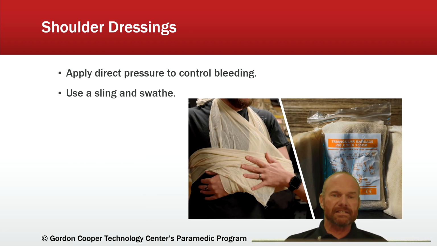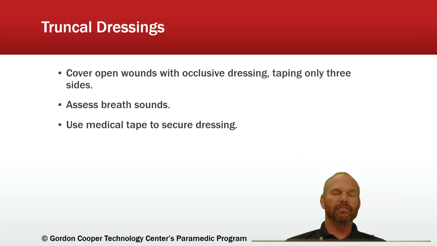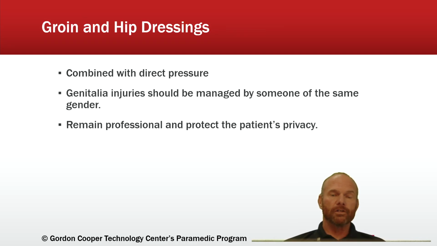And then shoulder dressing: apply direct pressure to control bleeding, and use a sling and swathe. Most of this stuff is really EMT review, but we're just going to hit it anyways, just for fun. So truncal dressings: assess for underlying trauma and torso injuries. Cover open wounds with an occlusive dressing, taping only 3 sides to allow air release. Assess breath sounds in cases of open chest wounds. Check for pneumothorax or hemothorax. So continually reassess the patient for changes.